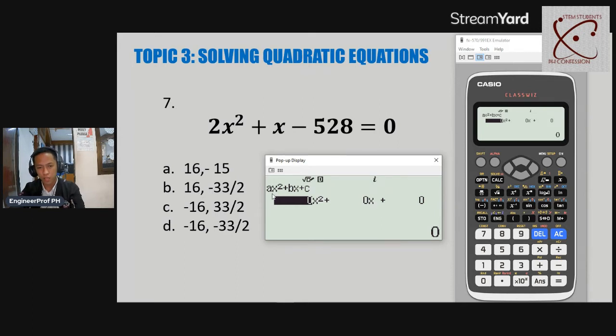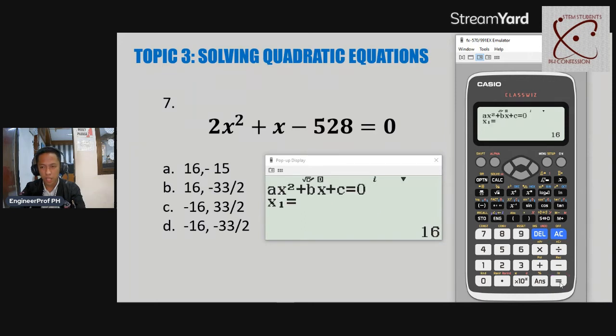So, for x squared, what is the coefficient a? That is 2. Input 2, equals. For x, that is 1. For the constant, that is negative 528. Then automatically, you just press equals. It will give you the roots. Okay, two of them.